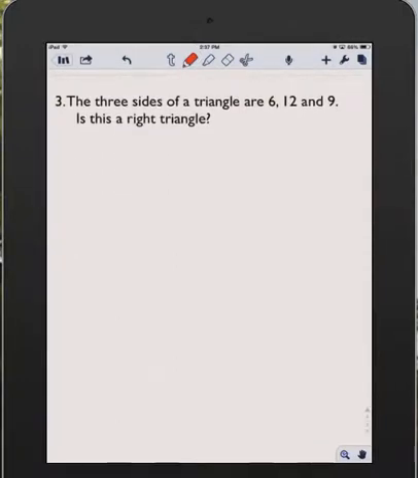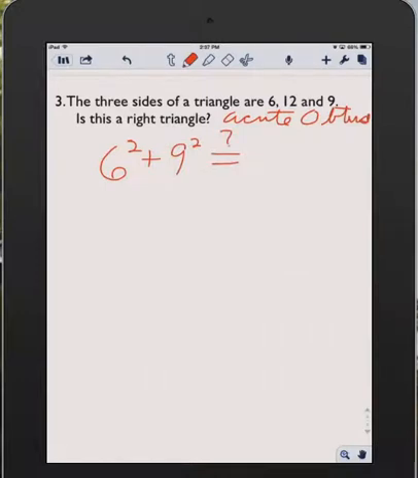Three sides of a triangle are 6, 12, and 9. Is this a right triangle, an acute triangle, or an obtuse triangle? So I forgot to type that in. So 12 is the longest side, so we say 6 squared plus 9 squared. Does that equal 12 squared?